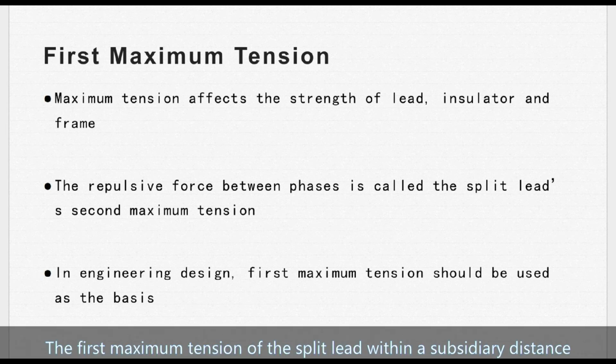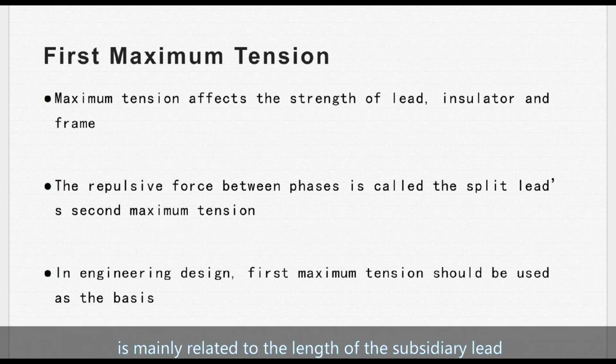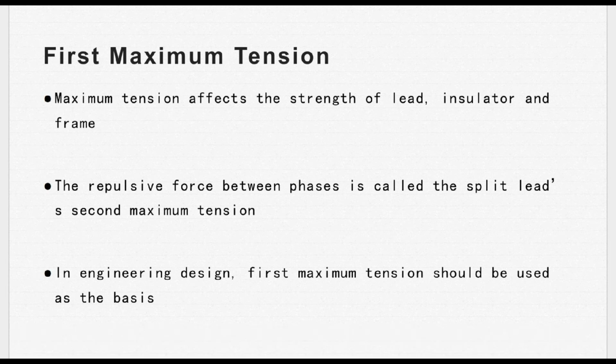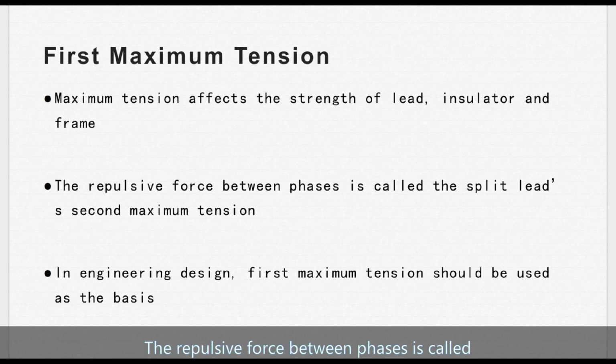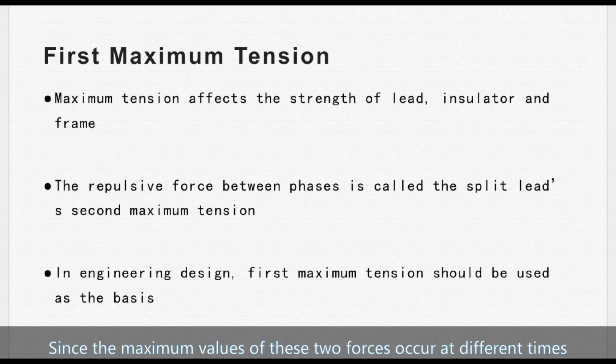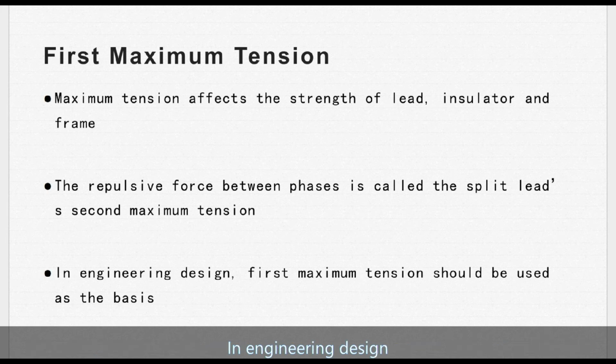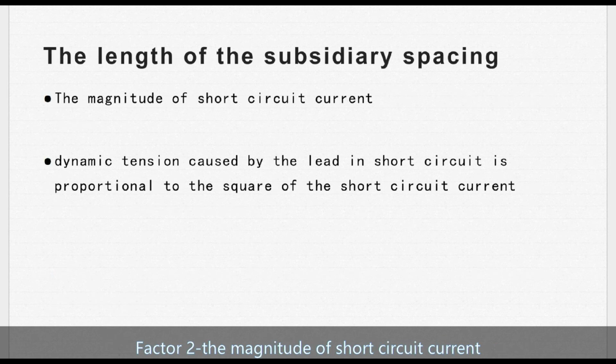The first maximum tension of the split lead within a subsidiary distance is mainly related to the length of the subsidiary lead, the magnitude of the short circuit current, the split spacing and the split lead's initial tension before the short circuit. The repulsive force between phases is called the split lead's second maximum tension. Since the maximum values of these two forces occur at different times, the strength borne by busbar system and frame shouldn't be superimposed. In engineering design, the first maximum tension should be used as the basis to estimate the lead's short circuit tension.